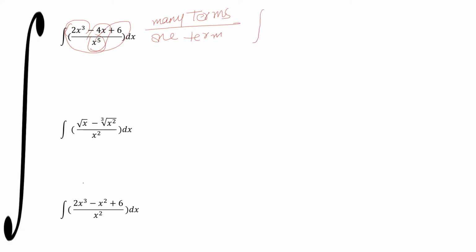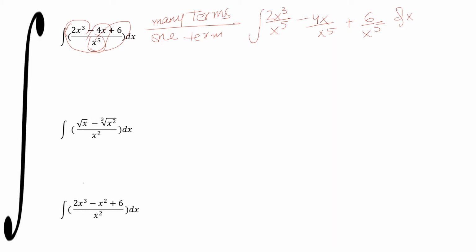It means, first of all, you will write here 2x cubed divided by x to the power 5, minus 4x divided by x to the power 5, and similarly 6 divided by x to the power 5. You have only segregated the numerator terms with the denominator. Now the second thing you have to do is write them in one single power. You can notice that their base is the same, both are x.